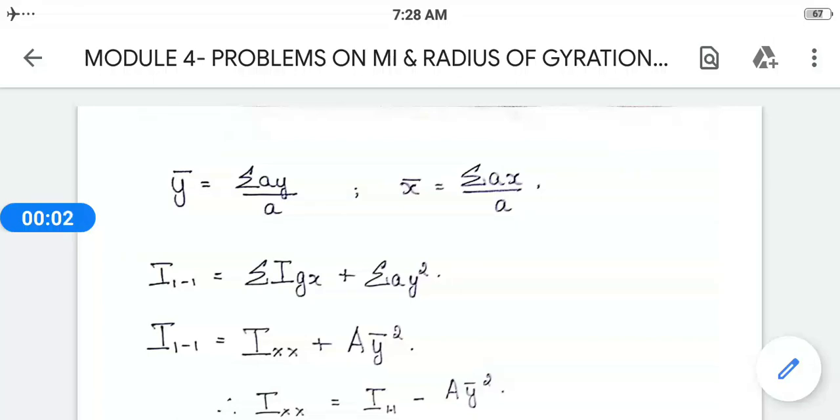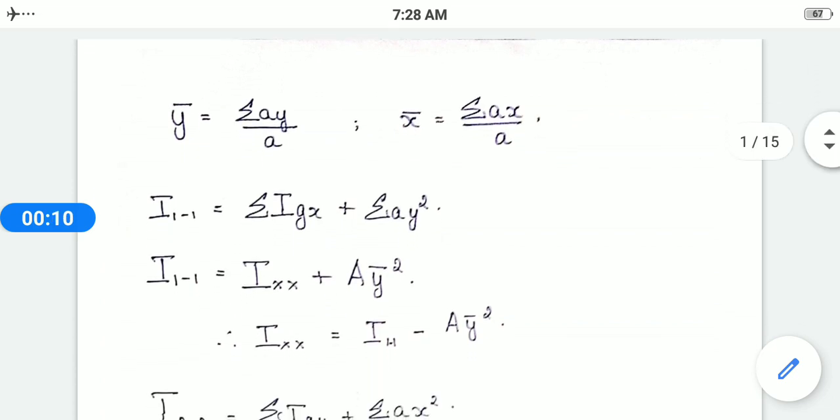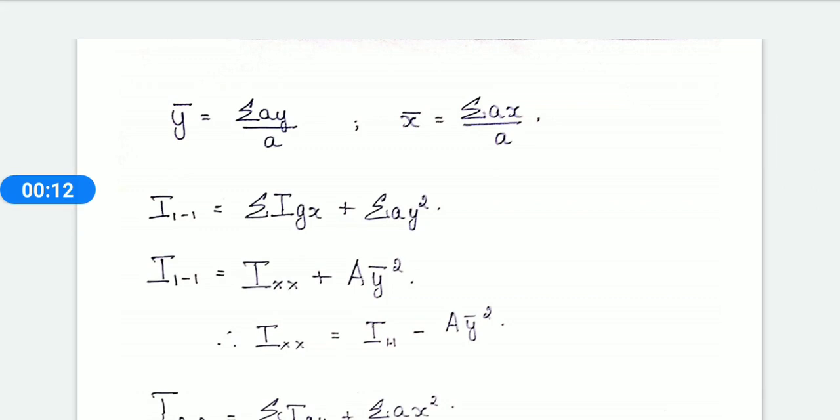Students, in this class we are going to see the problems on moment of inertia and radius of gyration. In the previous classes we had seen about the centroid, how to calculate the centroid of built-up sections like complex sections and also the normal ones, right? In this class, we are going to see how to find the moment of inertia of a built-up section.